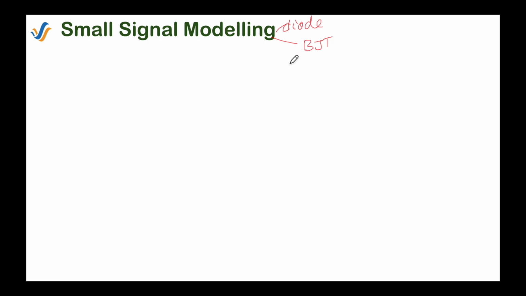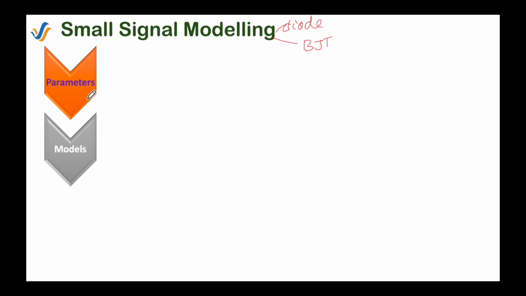Now let's see what the steps will be to study the SSM of the BJT. The first step is the parameters. First we will calculate the parameters of the BJT, and then we will draw the models of the BJT, and lastly I will tell you how we can apply these models in the BJT circuits.